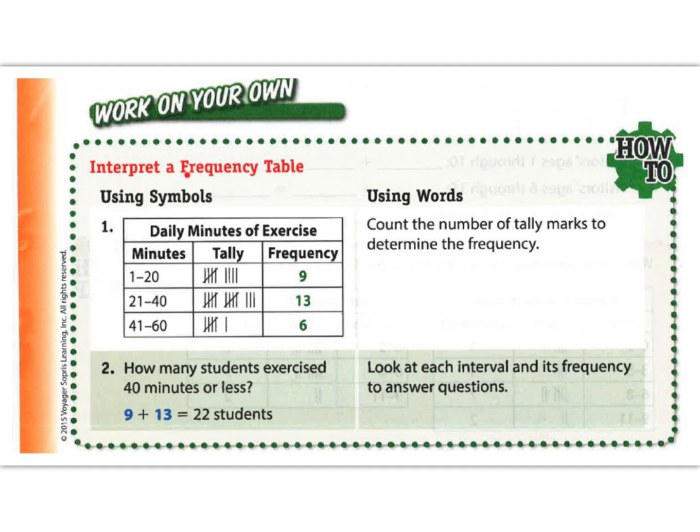All right, this says interpreting a frequency table. Here is the frequency table. It says count the number of tally marks to determine the frequency. So once you have the tallies, then you can write the frequencies. So 5, 6, 7, 8, 9, you would write 9, and so on. How many students exercised 40 minutes or less? It says look at each interval and its frequency to answer the questions. So 40 minutes or less is going to be this category and this category. So you would do 9 plus 13, which equals 22 students.